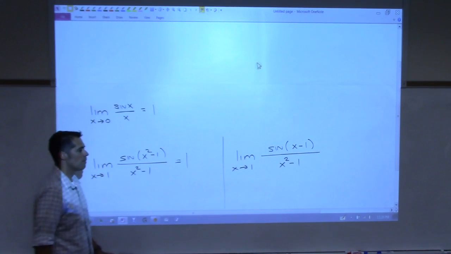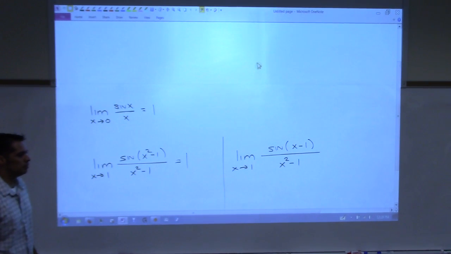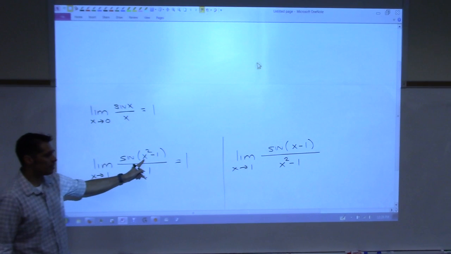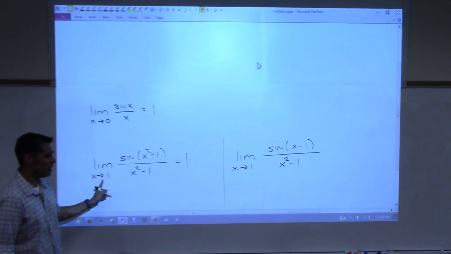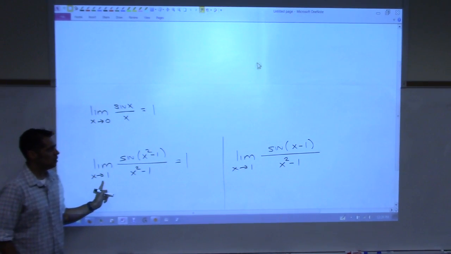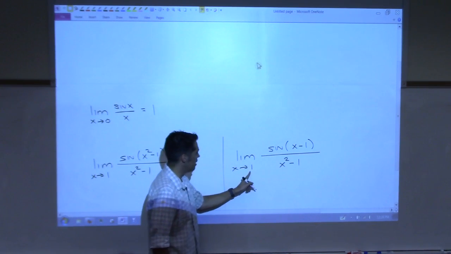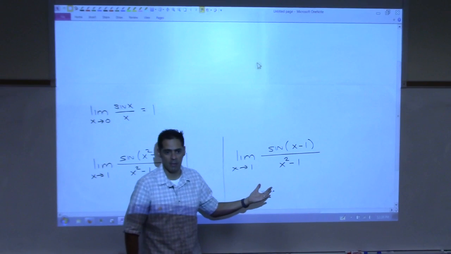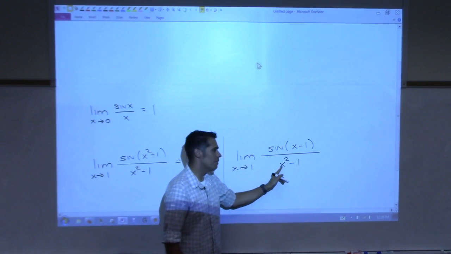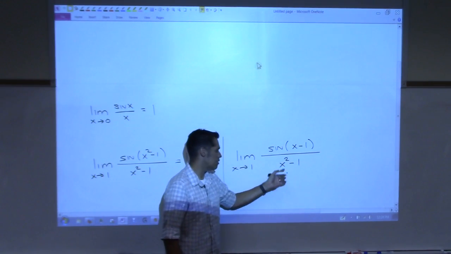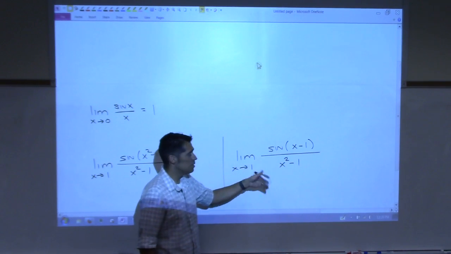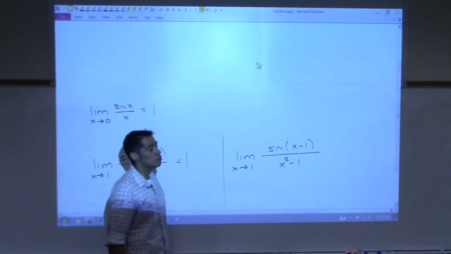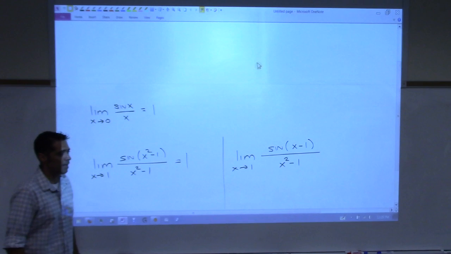So for example, if you weren't approaching 1, say you were approaching 3, then it wouldn't equal 1. If this one was approaching 3, then you would have 3 minus 1 is 2. Sine of 2, well, that's something, right? And then down here you would have 3 squared minus 1, which would be 8. So you get sine of 2 over 8. That's a number. There's no problem there. That's not even a calculus problem.